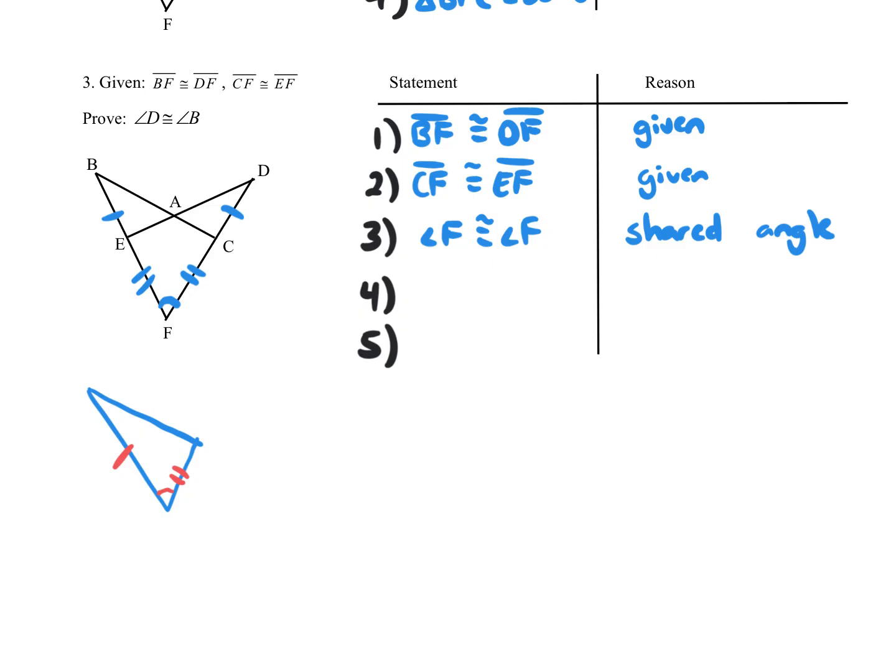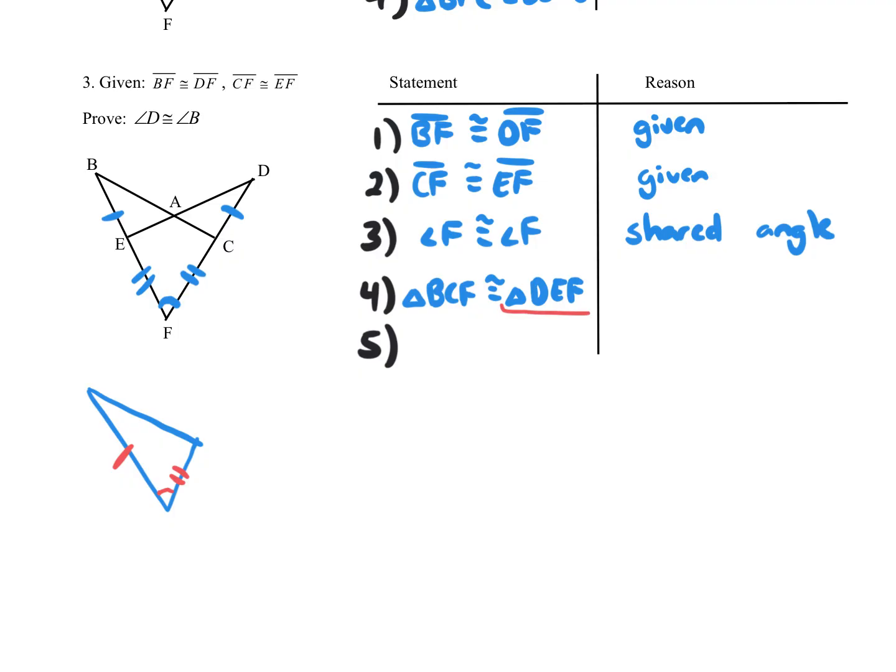What's my statement 4? Triangle BCF is congruent to triangle DEF. Yes. I'm going to pause here for a second. Does the order of this matter? Yes. So make sure this statement here matches what you had written first.